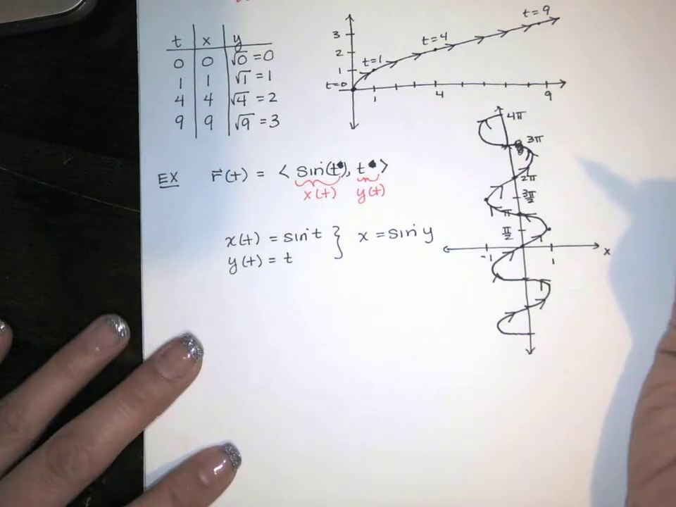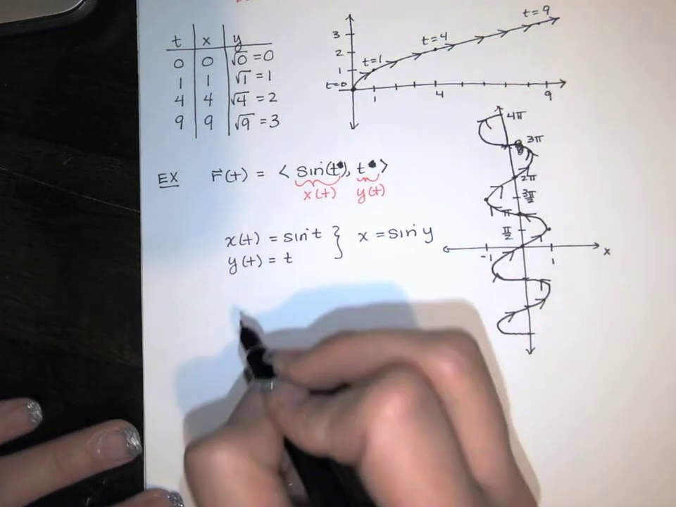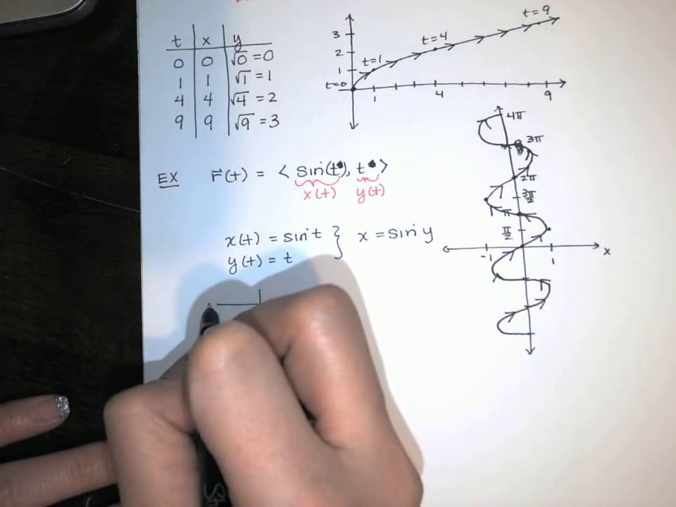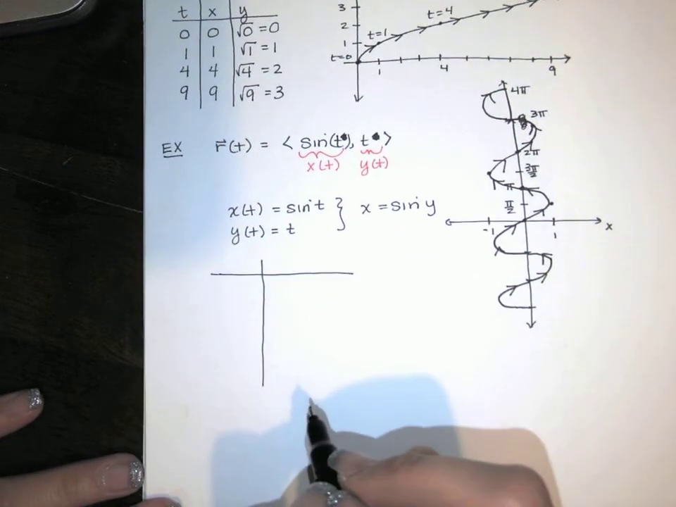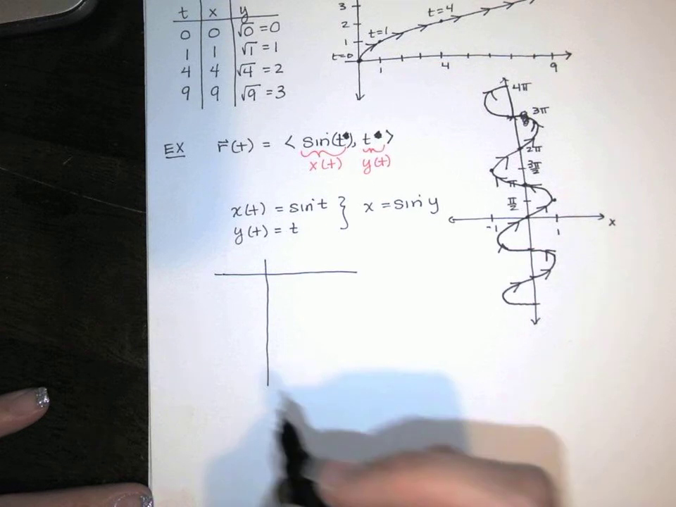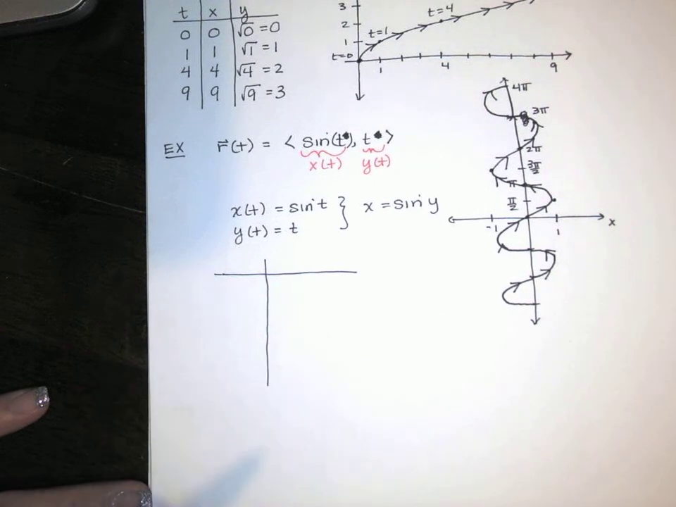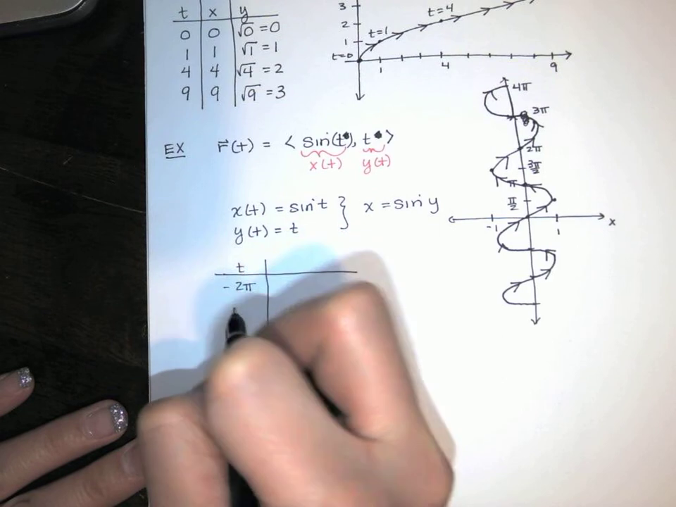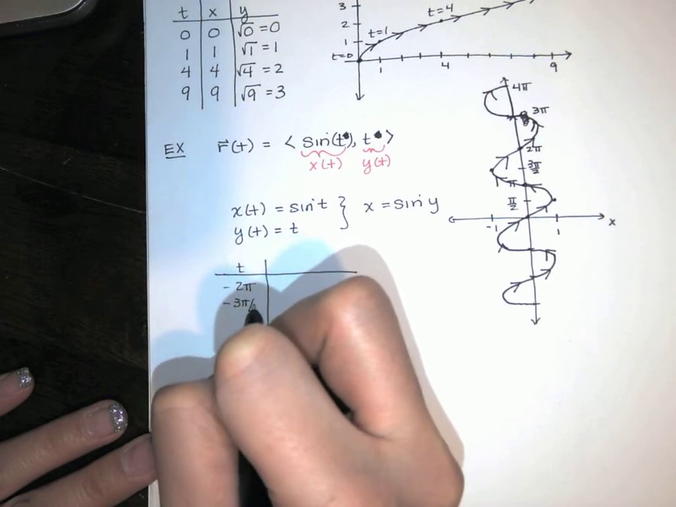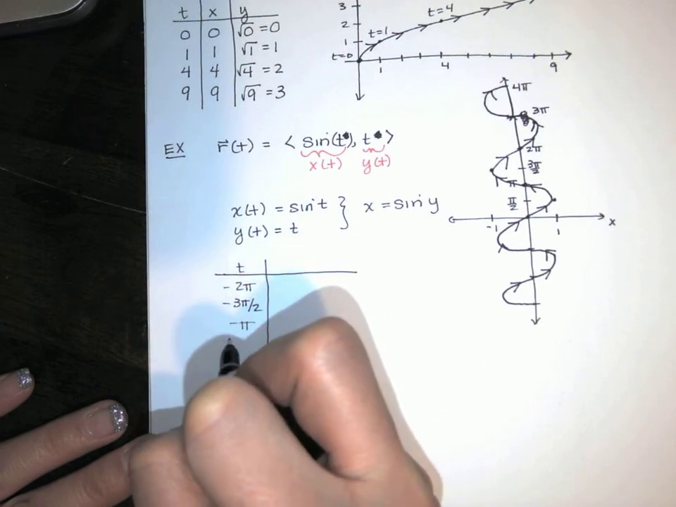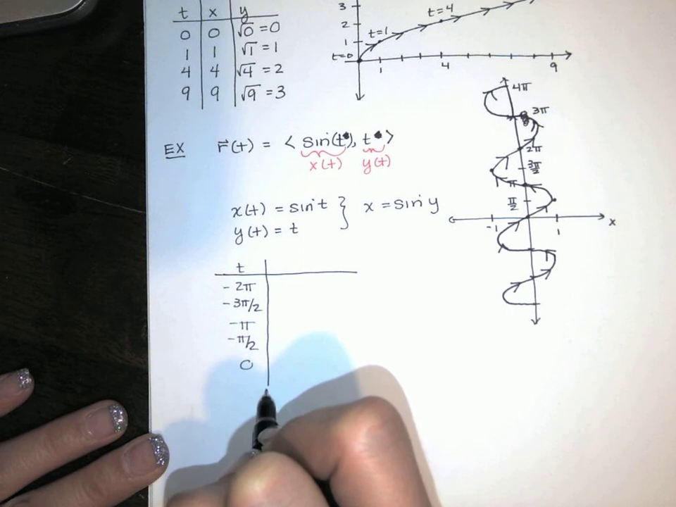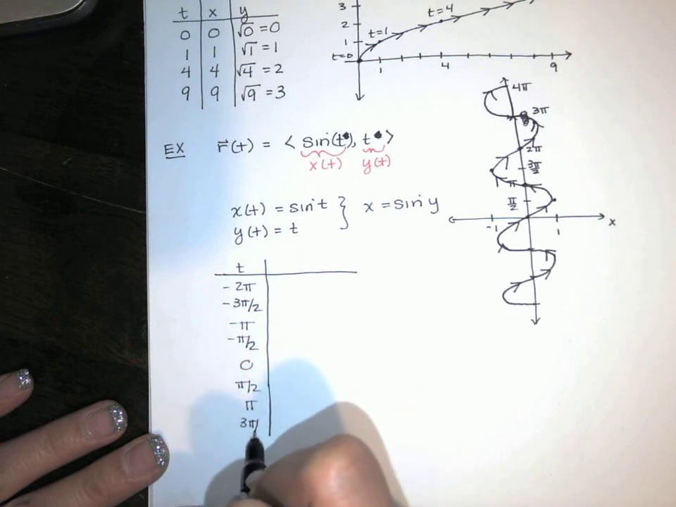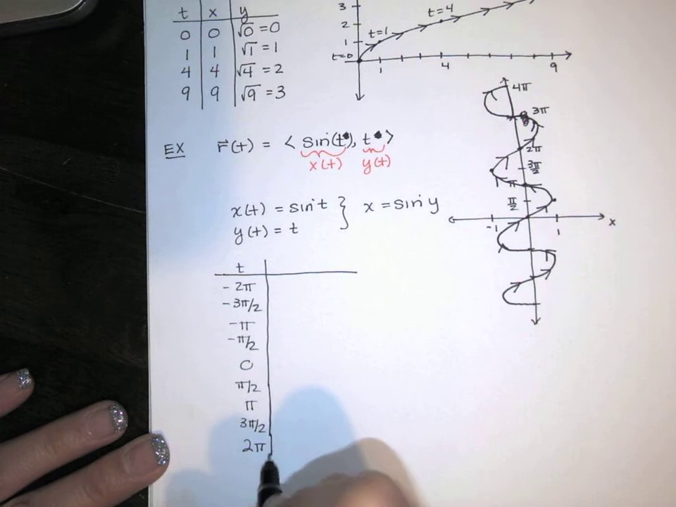And if you don't really believe me, if you're like, I don't know, Miss Townsend, you can plot some points. I would recommend using multiples of pi over 2, or maybe pi over 4 if you want to be more precise. I would start with t equals negative 2 pi, then negative 3 pi over 2, negative pi over 2, and 0. And then just go on the other side: pi over 2, pi, 3 pi over 2, 2 pi. And you keep going.